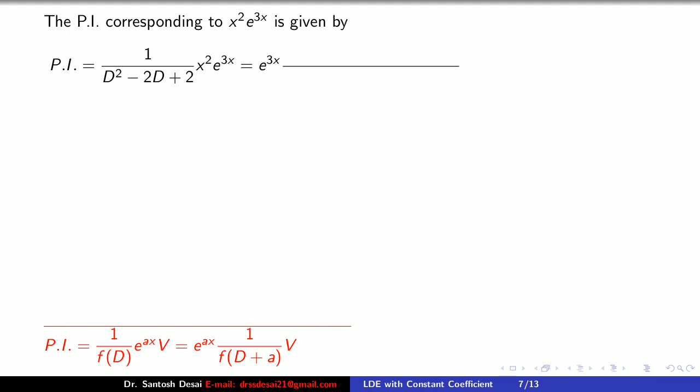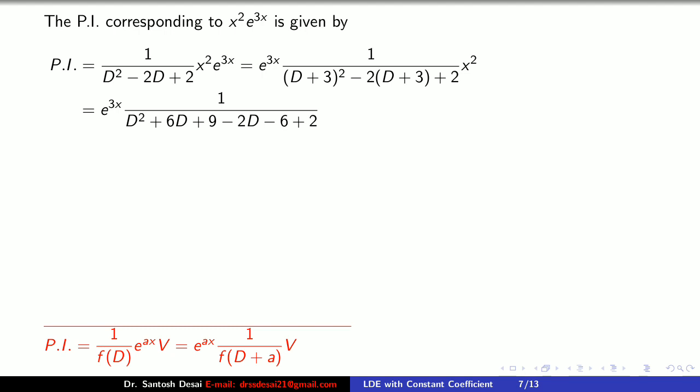So we get e^3x into 1 divided by [(D + 3)² − 2(D + 3) + 2] into x². Now simplifying, we get e^3x into 1 divided by (D² + 6D + 9 − 2D − 6 + 2) into x².